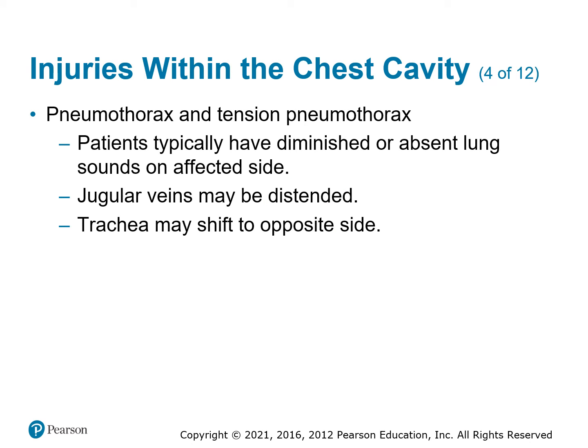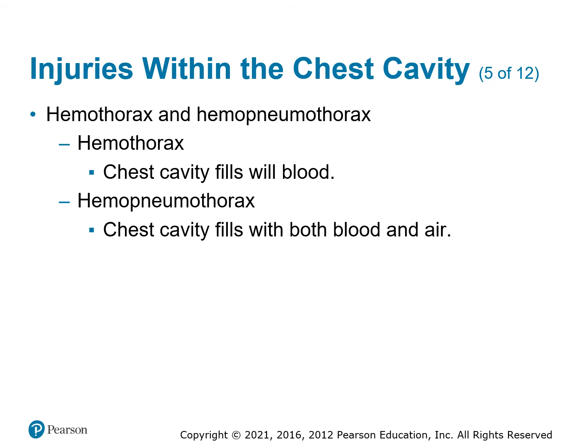The other sign that you'll look for is that those jugular veins may be distended as well. So you're looking for those diminished or absent lung sounds on the affected side, the JVD, and then the trachea that may shift to the opposite side. Now some of these are going to occur a little bit later on when it progresses into a worsened state. So you may not see them initially. The first one that you will probably notice on your assessment is going to be the diminished or absent lung sounds.